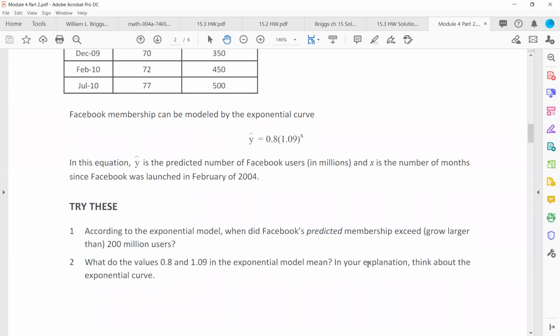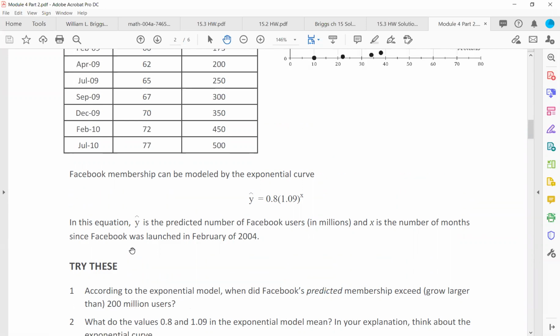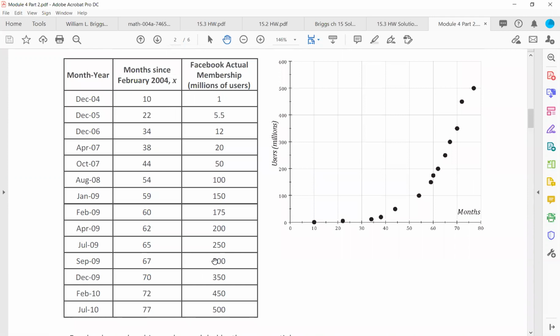Let's take a look at this. To answer question 1, we want to know when we had more than 200 million users. So for the number of users, we look at the last column: 1 million, 5.5 million, 12, 20, 50, 100, 150, 175, and we got to 200 million users. It was April 2009. So we can write question 1.